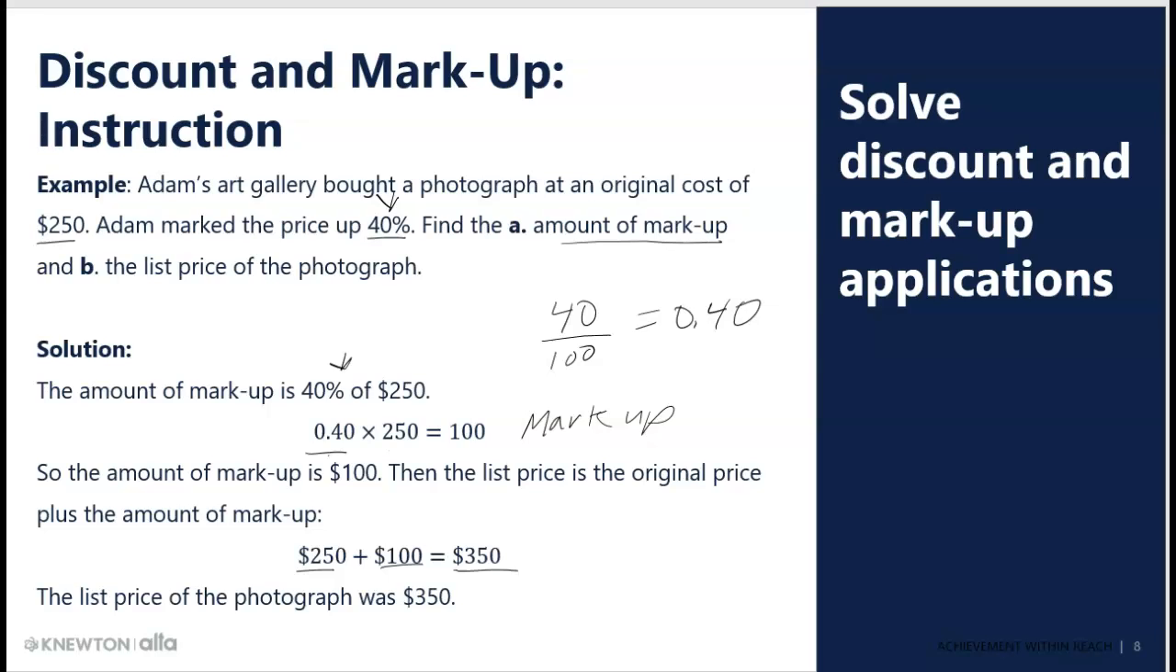And the other thing is when I start this problem, this is talking about a markup. The original price was $250. I immediately should be thinking, should my answer be smaller or bigger than $250? It's a markup, so my answer should be more than $250. So if I accidentally calculated this 100 and said, oh, that's my price, I should go, wait a minute, that's not more than $250. And then I would say I hadn't quite finished the problem yet.